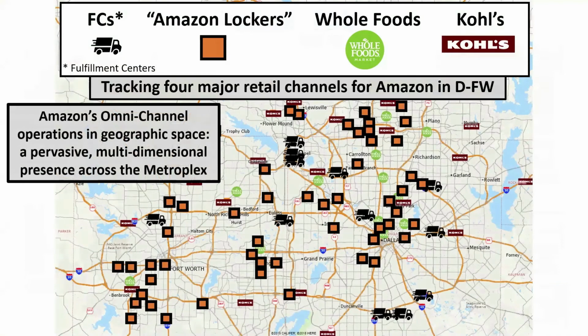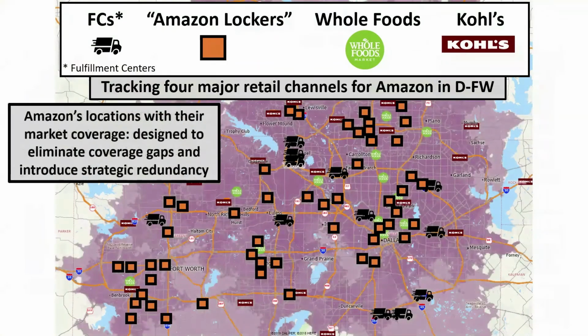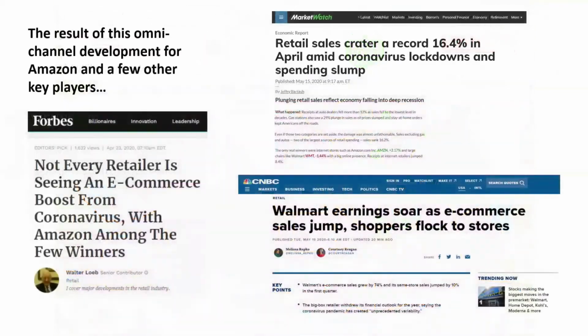So we could say pervasive, multidimensional, all across the Metroplex, presence through its facilities. And what are the facilities doing? They're providing market coverage, in some cases double or triple coverage, redundancy that's very strategic and intended in practice, not an accident or an inefficiency at all. They've arranged facilities for the purpose of serving the marketplace efficiently and well.